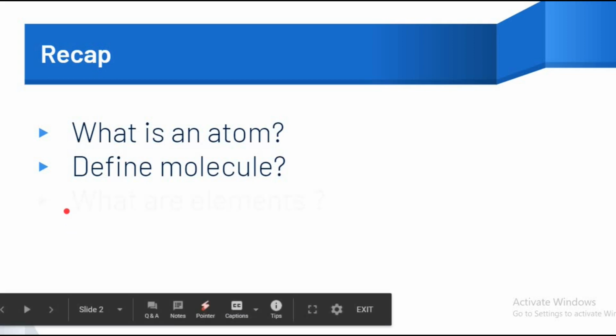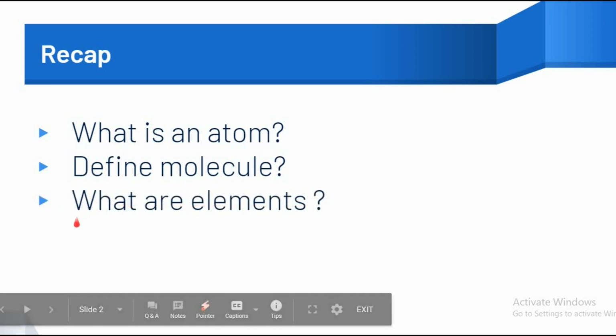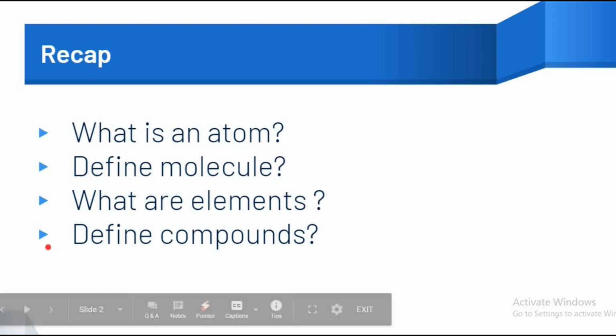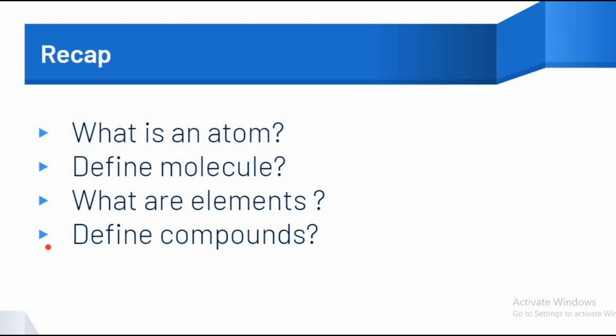What are elements? Substances that consist of only one type of atoms are referred to as elements. Can you define compounds? Substances in which two or more elements are combined together chemically in a definite or fixed proportion are known as compounds.